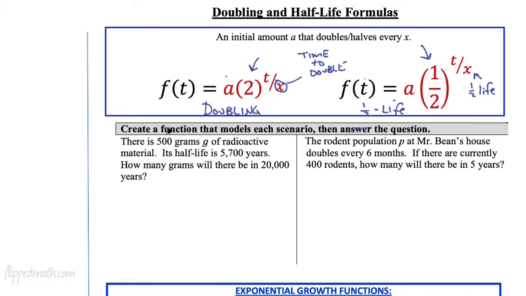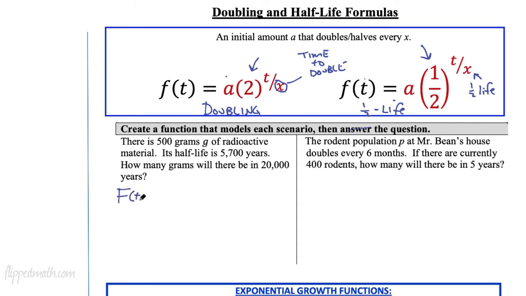Now let's see how it works with the first example here. There are 500 grams of radioactive material. Its half-life is 5,700 years. This is how they figure out how old stuff is, by the way. You should know that. Take chemistry. Anyways, so let's write this.